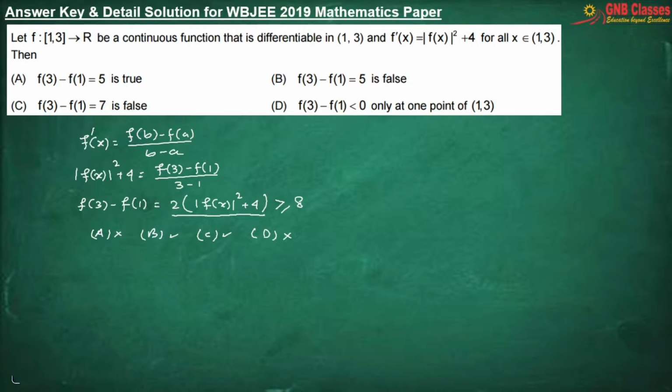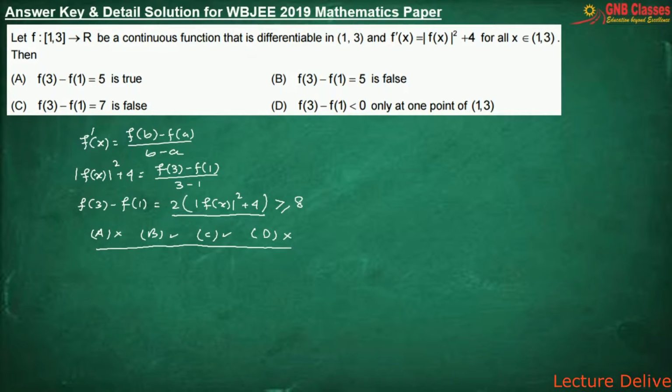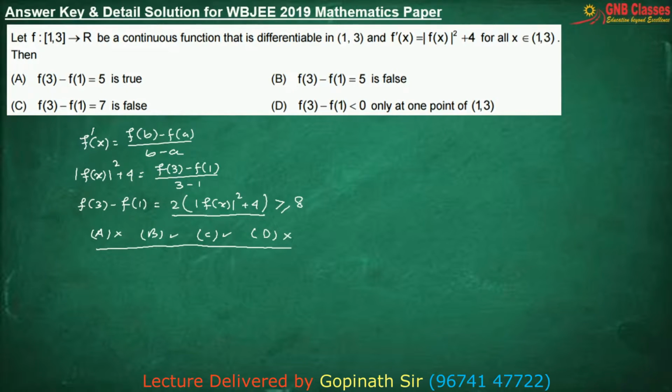Though this question came in a single option correct type section, actually this question should be in the more than one option correct type, right? So the students who have chosen option B or C, marks will be awarded. Is it clear to all of you? Now let us move to the next sum.